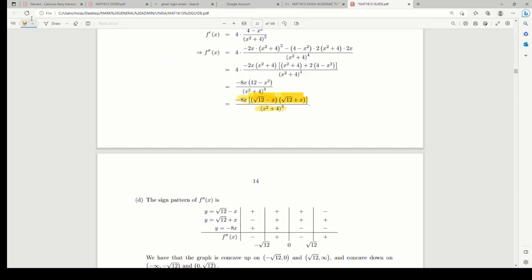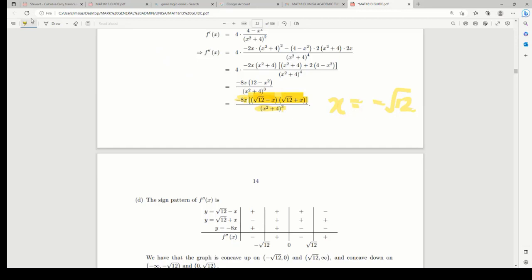Of course, if x is the square root of 12, the second derivative is 0. So there's an inflection point there. By the same token, if x is equal to minus the square root of 12, the second derivative is 0. So we have an inflection point at minus the square root of 12. So the function changes direction there, okay? That's one thing we know.